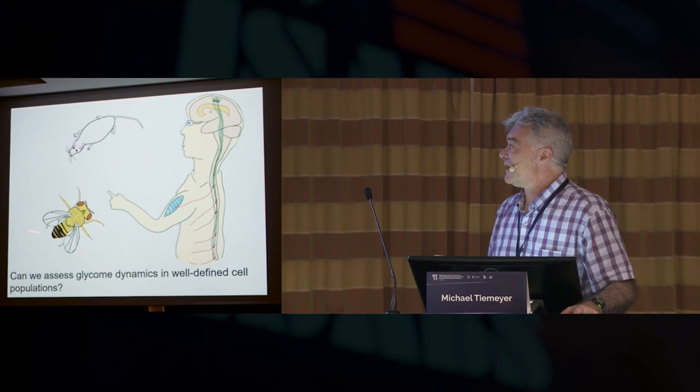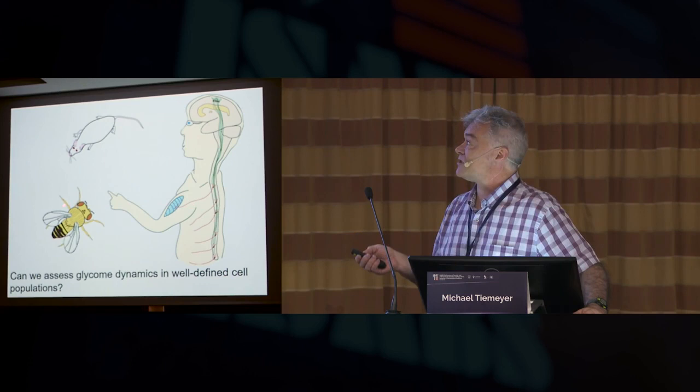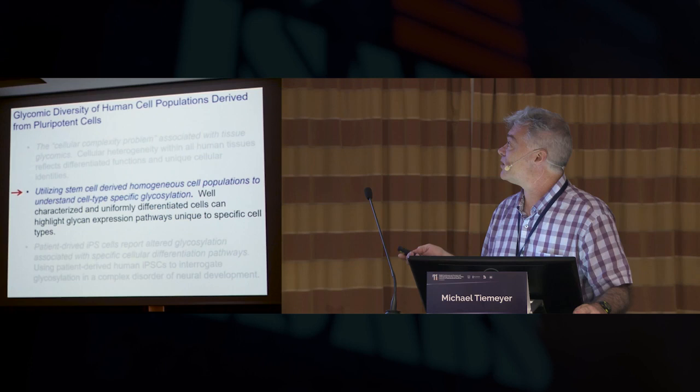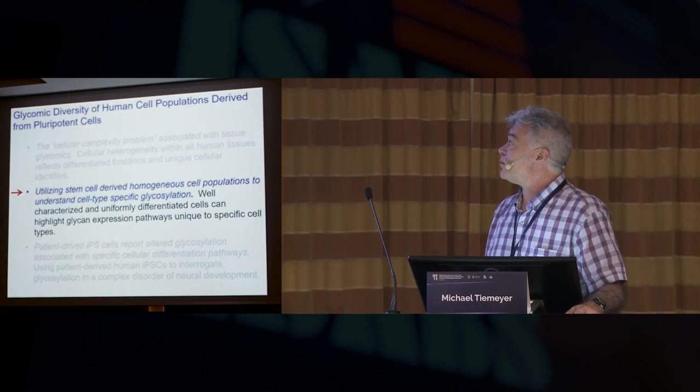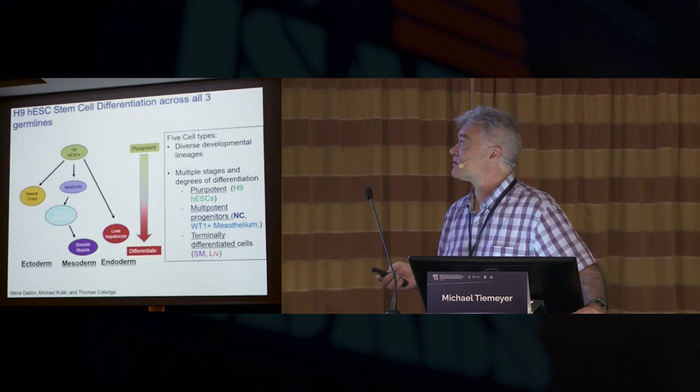We spend a lot of time asking these questions in model systems like Drosophila, but in humans, it'd be nice to be able to focus on human-specific cells and try and address and understand whether there are common regulatory mechanisms across systems. But I'm going to focus just on our human data today and talk about how we've utilized stem cells from relatively homogeneous cell populations to try and understand the basics of cell-specific glycomics.